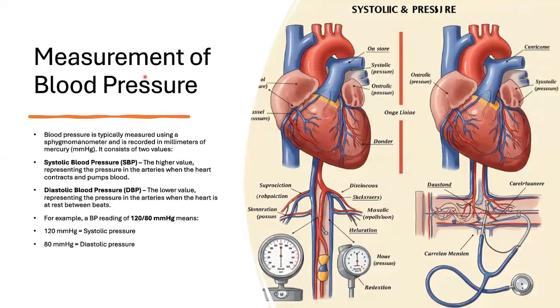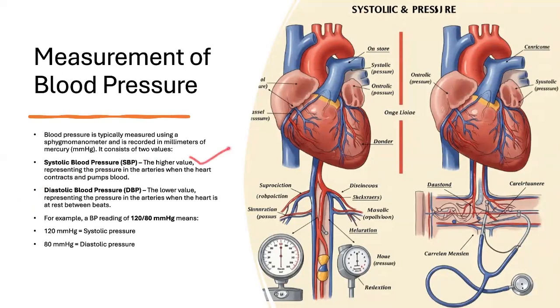Next, we will look at the measurement of blood pressure. How will we measure the blood pressure? Most commonly we use the sphygmomanometer for the measurement of blood pressure, specifically in millimeters of mercury. We measure it in two components: systolic blood pressure and diastolic blood pressure.